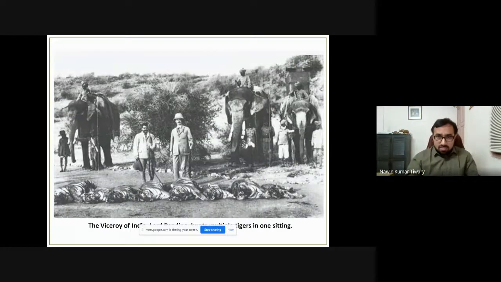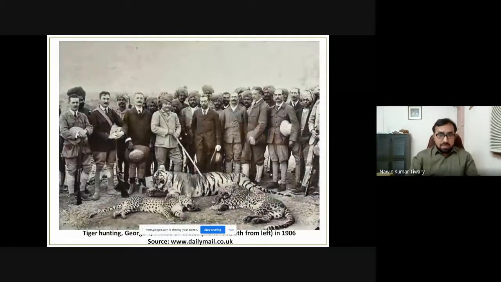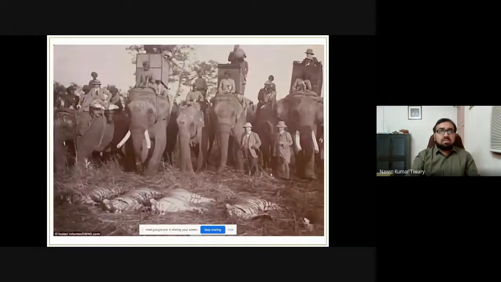And again, a hunting image from India. Now this is the Viceroy of India, Viceroy Reading, standing in the picture. Again, a very rare image, but I'm sure that you will be very much disturbed by looking at these images, I could say. And now this image is again from 1906. This is again the Prince of Wales, George the Fifth, killing these animals, 2 leopards, 1 tiger. That's another image.